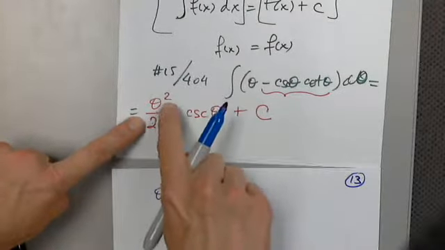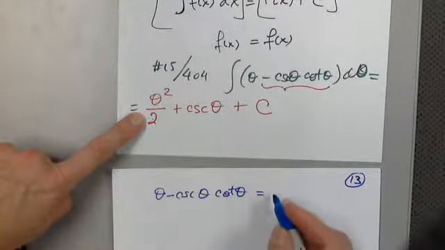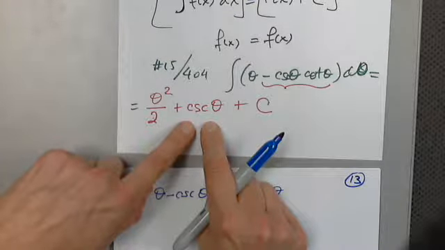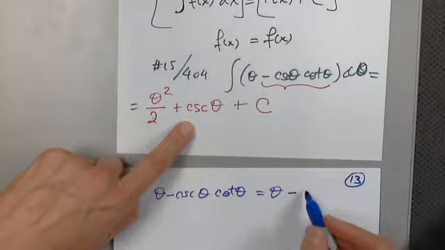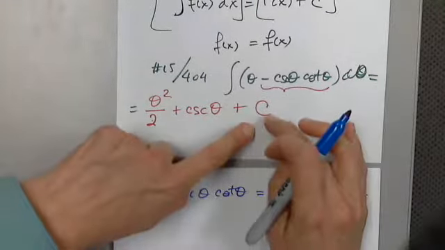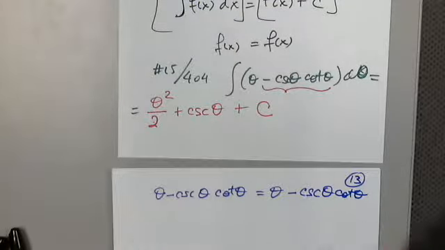Now let's see what we get on the other side. When I differentiate theta squared over 2, what do I get? Theta. And when I differentiate cosecant theta, negative cosecant theta cotangent theta. And when I differentiate C, what do I get? 0. So as expected, they are the same. And we can do this for any indefinite integral. We can always check.